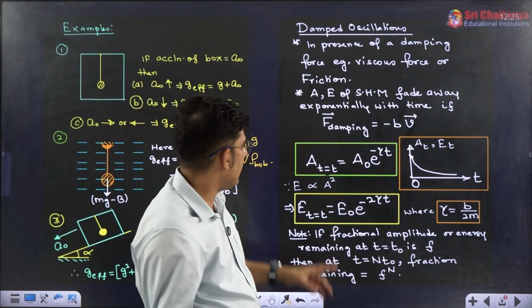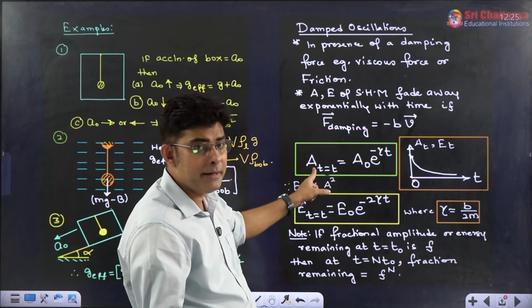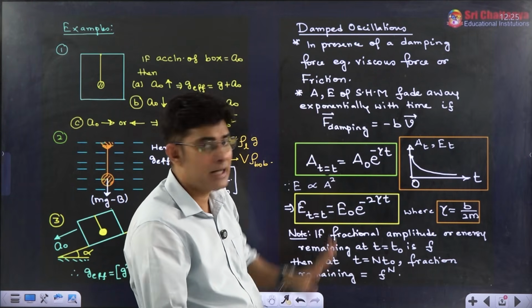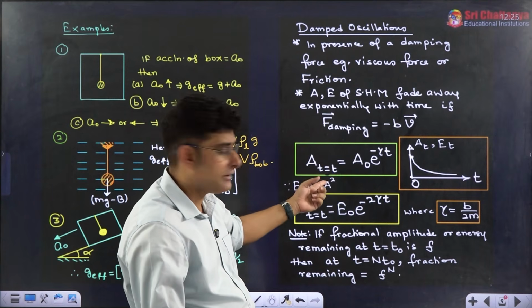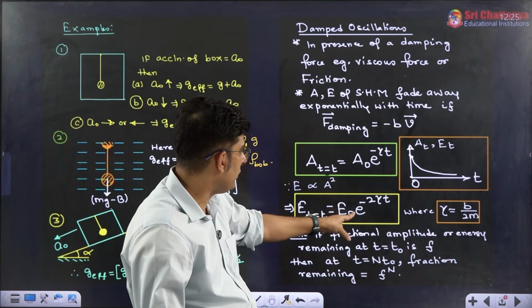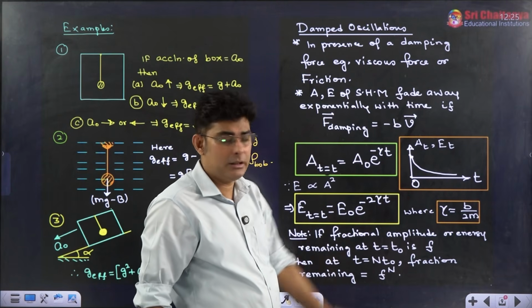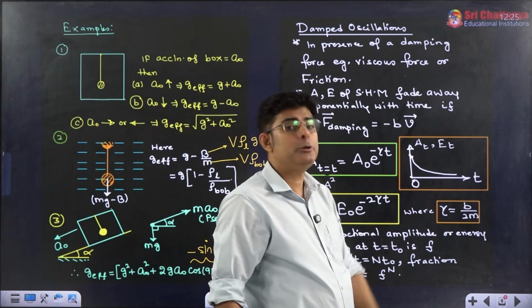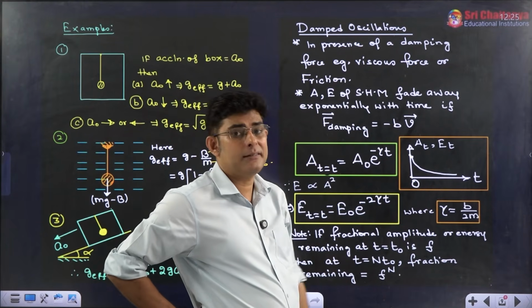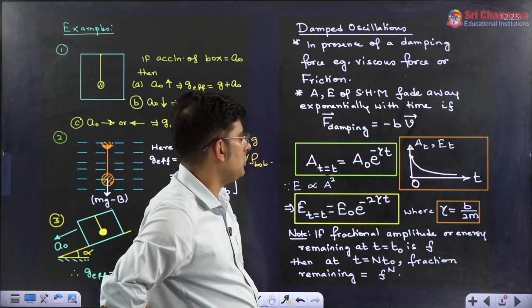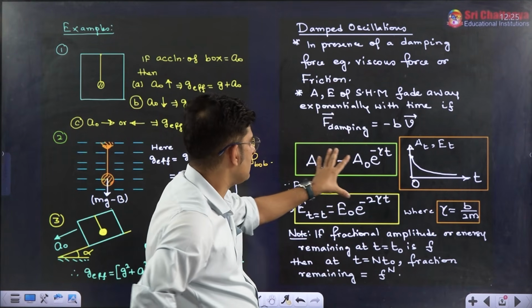then only will the amplitude and energy fade away exponentially with time. In that case, if the initial amplitude was A naught and the initial energy is E naught, then at time t the amplitude becomes A naught e to the power minus gamma t. Energy is proportional to A square, so the energy will become initial energy E naught into e to the power minus 2 gamma t, since the 2 will multiply, where gamma is b by 2m. b is called the damping coefficient, and gamma is called the damping constant. So b by 2m, where m is the mass of the oscillator. This is how energy and amplitude will vary.